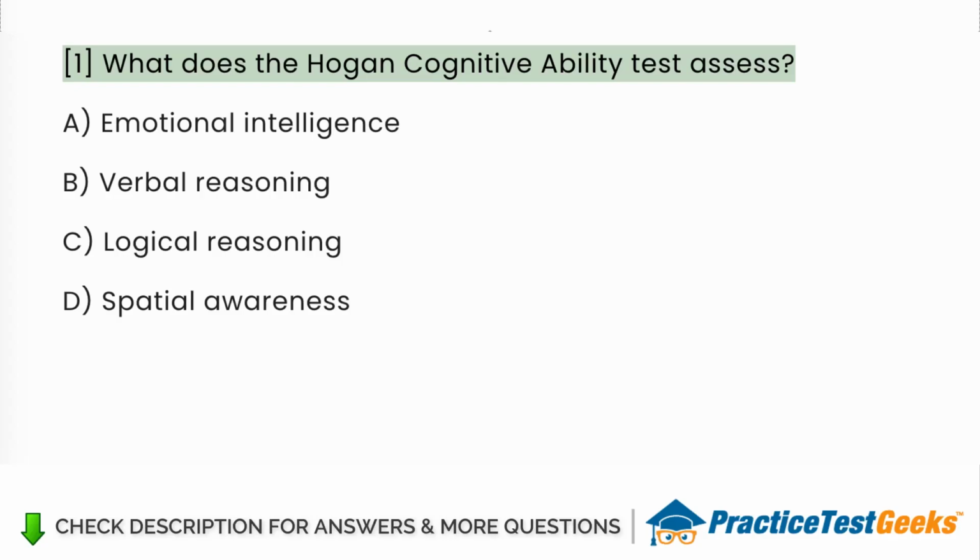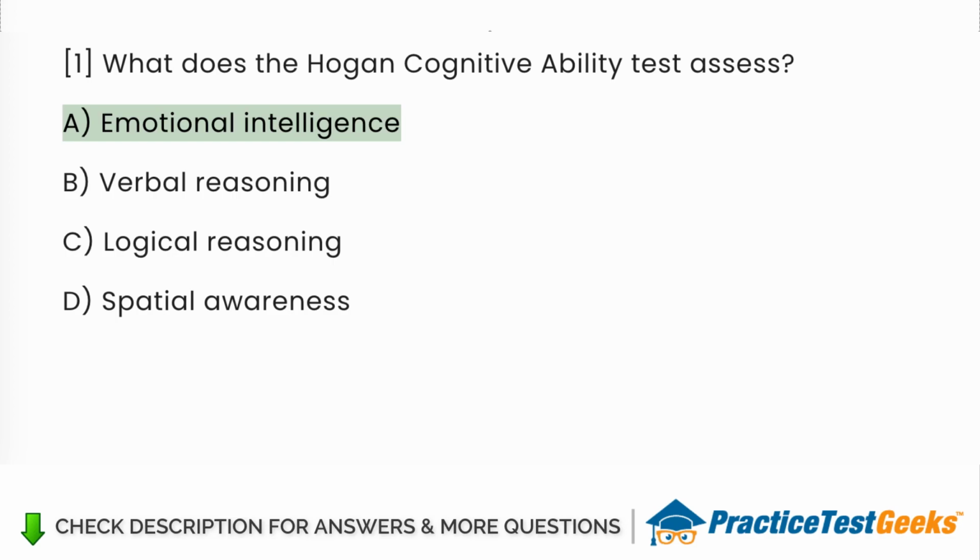What does the Hogan Cognitive Ability Test assess? A. Emotional intelligence. B. Verbal reasoning. C. Logical reasoning. D. Spatial awareness.